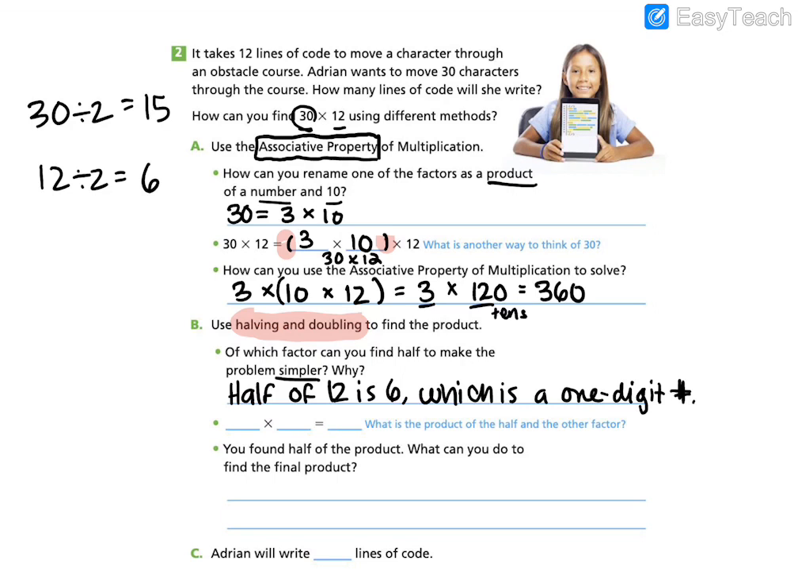Again, and why does that matter? We, at this point, know how to multiply by 1-digit numbers, right? We can multiply 1 digit by multiple digits. All right.